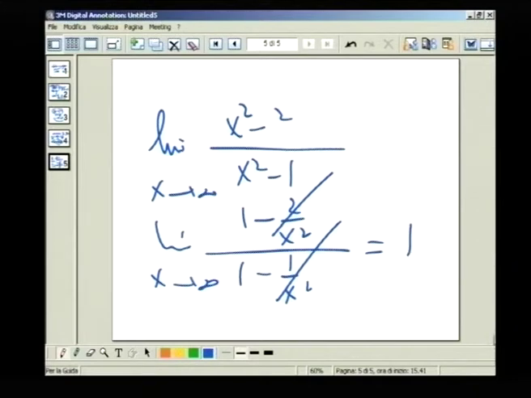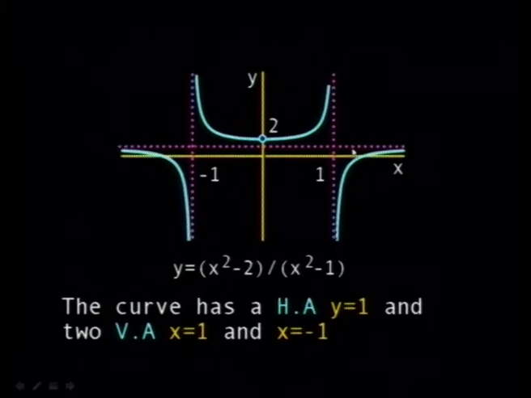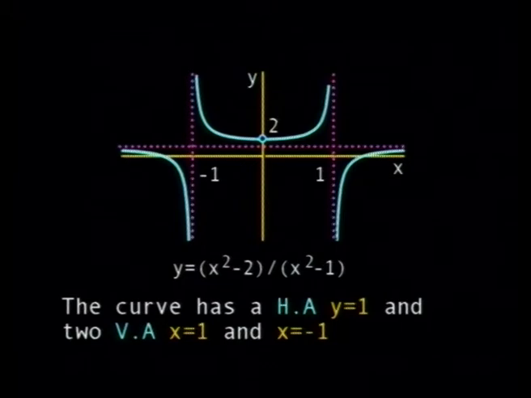So it means that the function has a horizontal asymptote, and that's the horizontal asymptote. The horizontal line here is a horizontal asymptote. But it also has a vertical asymptote. How would I know that? Because the denominator is equal to 0 at the point 1 and at the point minus 1.